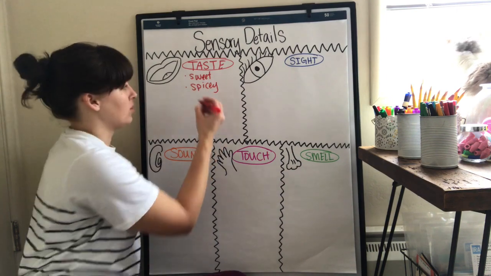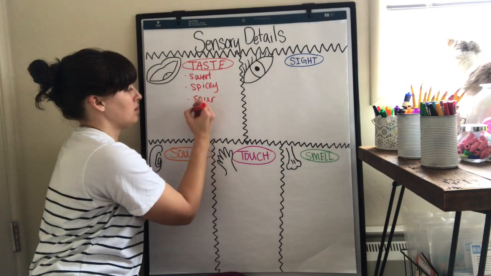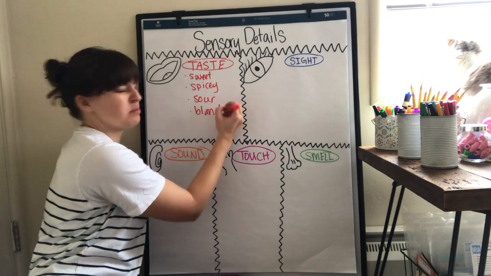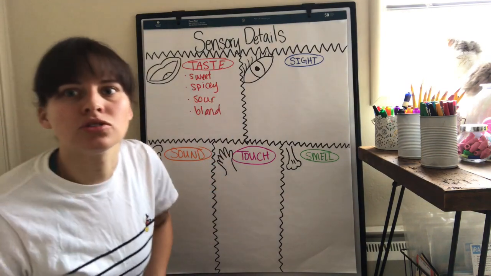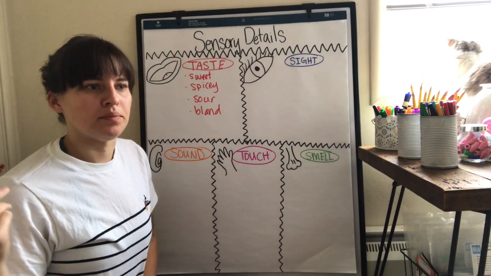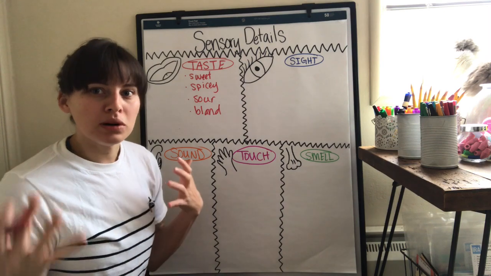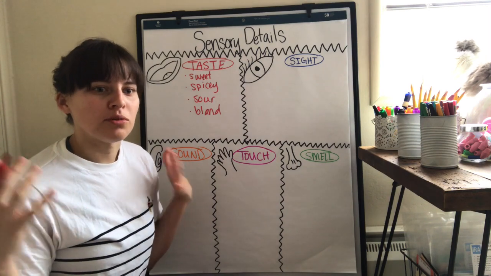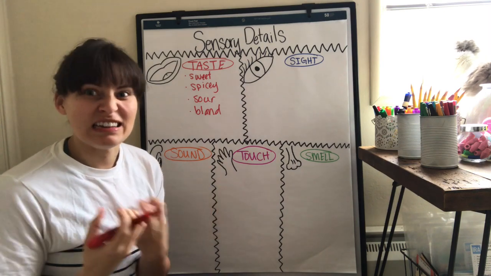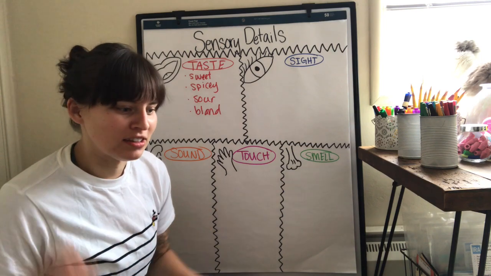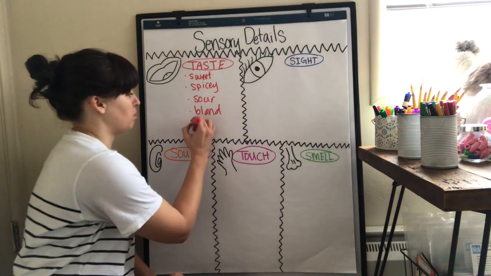We can think about sour, bland. Bland means it has no flavor. So maybe somewhere in your story somebody's, like think about Snow White, how she tastes an apple, right? And you want to be able to really describe, you want the reader to feel like they can also taste whatever they're tasting in the story. We can do burnt.